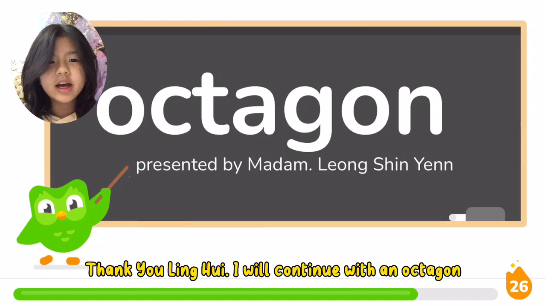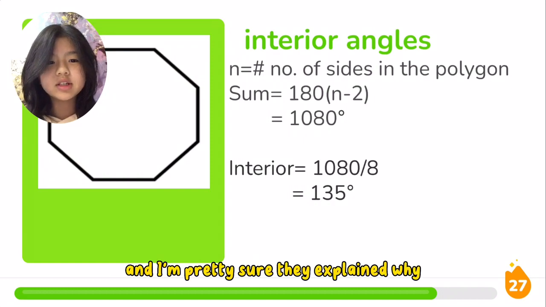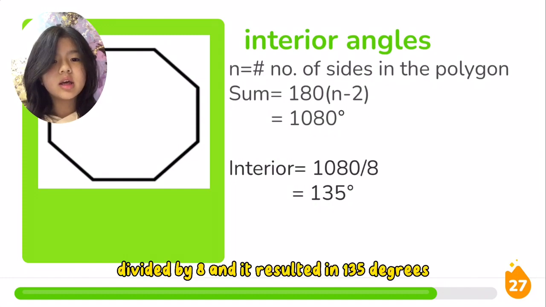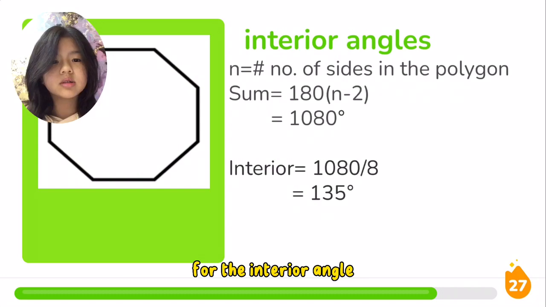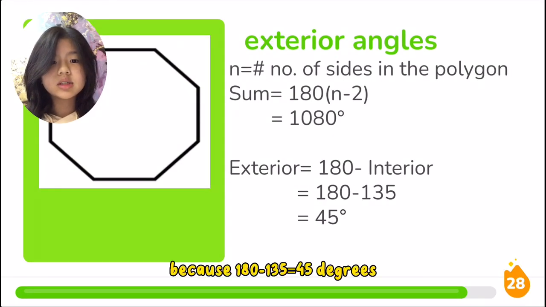Thank you, Linghui. I will continue with an octagon. The interior angle of an octagon is 135, and I'm pretty sure they explained why. The sum is 1080, and an octagon has 8 sides. Minus 2, 6, divided by 8, and it resulted in 135 degrees for the interior angle. The exterior angle is 45 degrees because 180 minus 135 is 45 degrees.